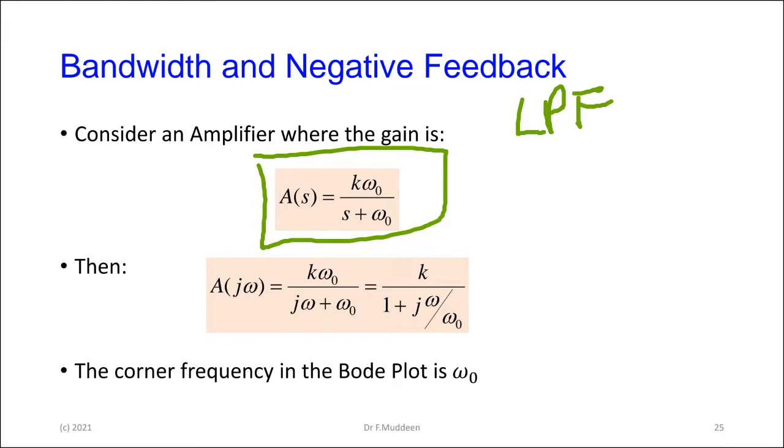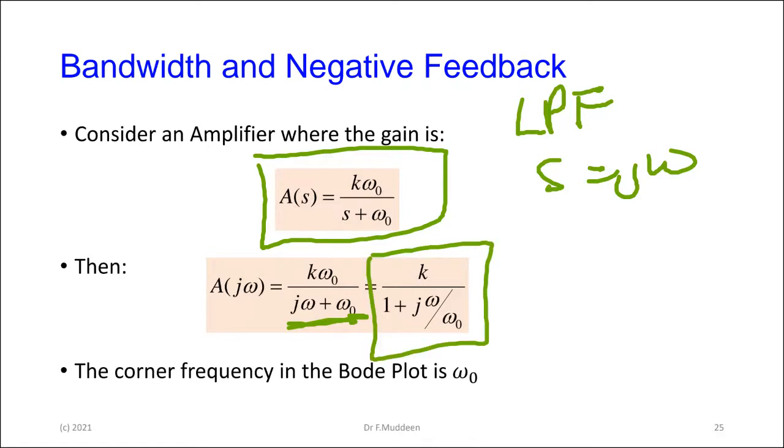then to get the frequency response, or to draw the Bode plot, you make the substitution s equal to jω. And then we put it in the standard form, which is something over 1 plus j, and in this case, jω over ω0. So from this, you can see that the corner frequency is ω0.